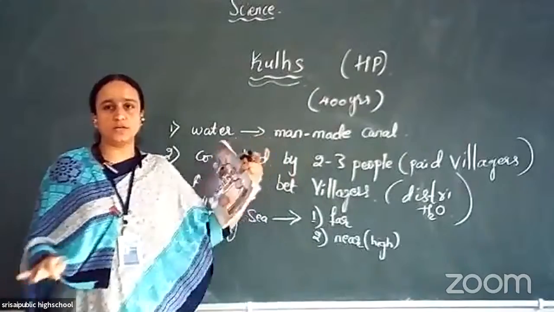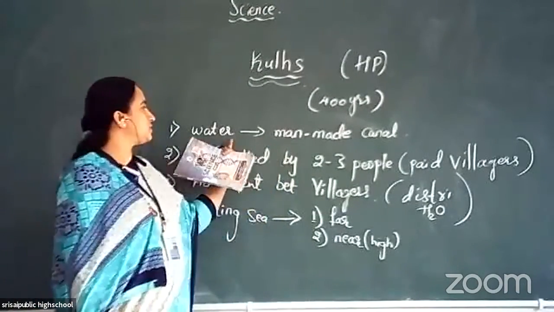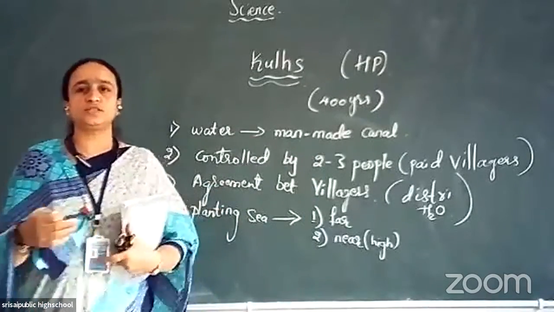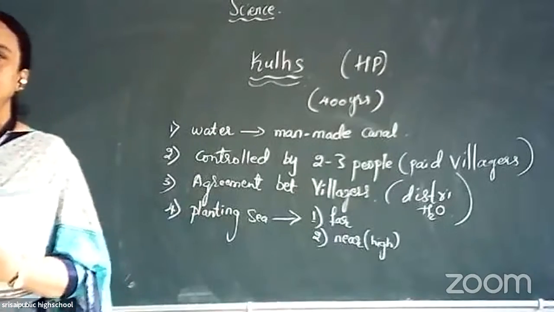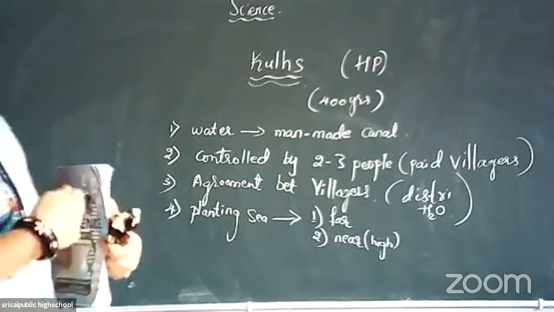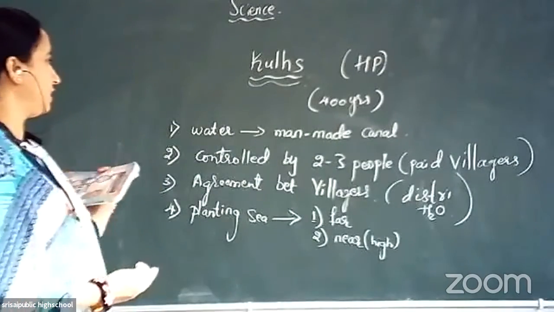Man-made canals. Water was diverted. The direction of the water was changed and it was made to flow through the man-made canals. And how was it distributed among the villagers? By mutual agreement among the villagers. The water was distributed by a mutual agreement among the villagers.